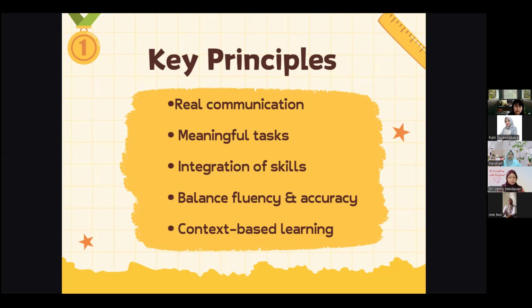Number 4 is balance between fluency and accuracy. Achieving a balance between fluency and accuracy is essential in CLT. Fluency refers to the ability to communicate ideas smoothly and without hesitation, while accuracy involves correct language use, including grammar, vocabulary, and pronunciation.